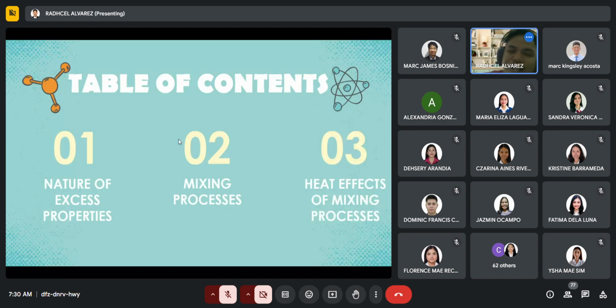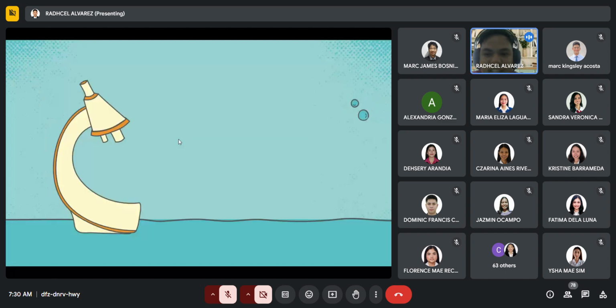mixing processes. So during our discussion in solutions thermodynamics, I was able to introduce different properties to you. So we started with the fundamental properties of the thermodynamics. We also discussed your residual property, your reduced property. And now we're going to focus on another important property in thermodynamics, which is all about the excess properties.